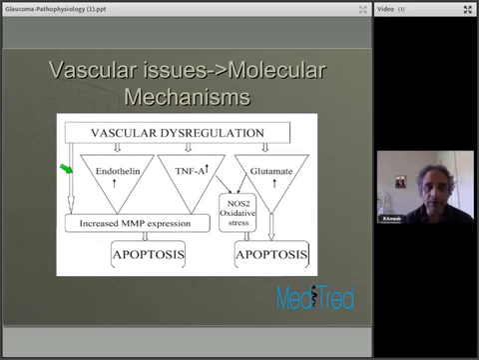So the vascular issues in relation to the molecular mechanisms go like this. Vascular dysregulation, for whatever etiology, here we assume that this is from elevated intraocular pressure, leads to increase in endothelin, increase in TNF alpha, increase in glutamate, and nitric oxide and other oxidative stress, leads to increased MMP expression, which in turn leads to apoptosis or cell death. Apoptosis is nothing but programmed cell death that's very well described in the rest of the human body, and here we are applying this concept to the retinal ganglion cells.